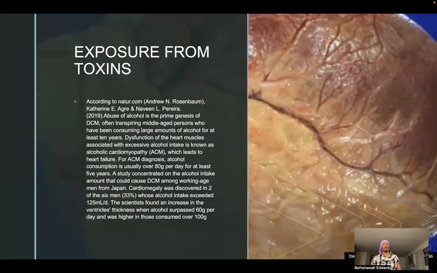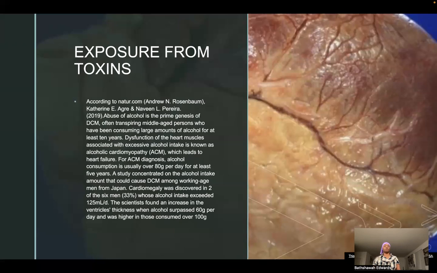According to nature.com, Andrew, Catherine, and Naveed in 2019, abuse of alcohol and primary causes of DCM often transpire in middle-aged men, persons who have been consuming large amounts of alcohol for at least 10 years. Dysfunctioning of the heart muscle associated with excess alcohol intake is also called alcoholic cardiomyopathy, ACM, which leads to heart failure. For ACM diagnosis, alcohol consumption is usually over 80 grams per day for at least 5 years.